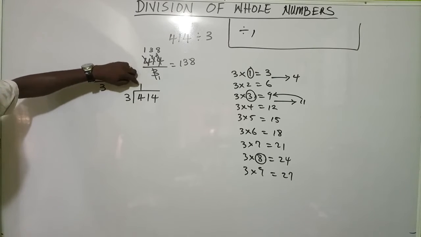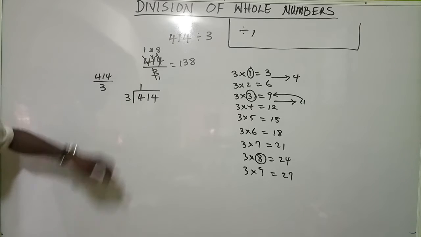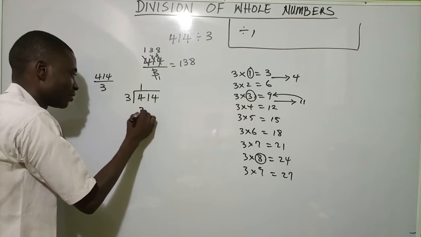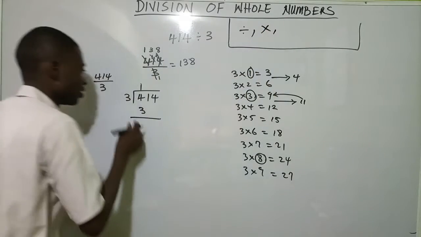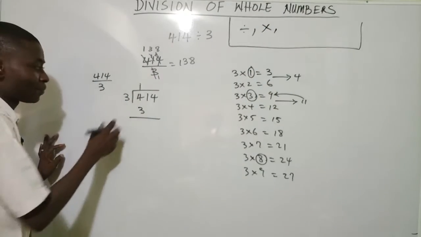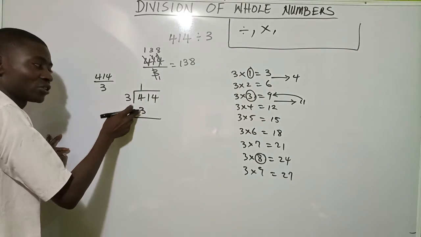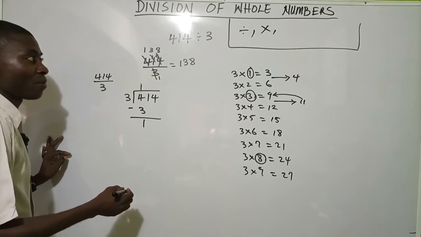So how many 3 do I have in 4? It is 1. You write the 1 exactly on top of the 4. So what will be the next step? I'll multiply. 1 times 3 is 3. After multiplying, what will be the next step now? We subtract. So I'm going to subtract now. 4 minus 3 is 1.